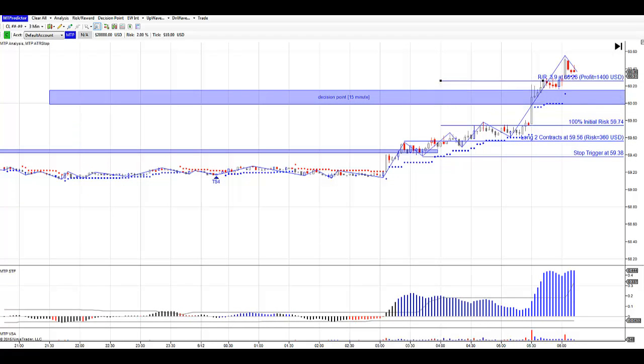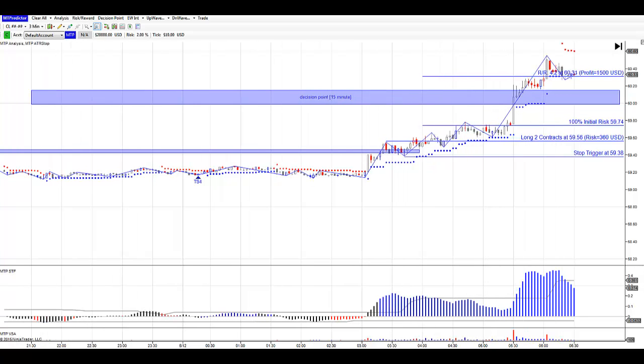As price moves up, or as these dots print, we can move our stop up, and you'd be stopped out here for about 4 times your initial risk. So on a $360 risk, taking out about $1,500 of profit there.